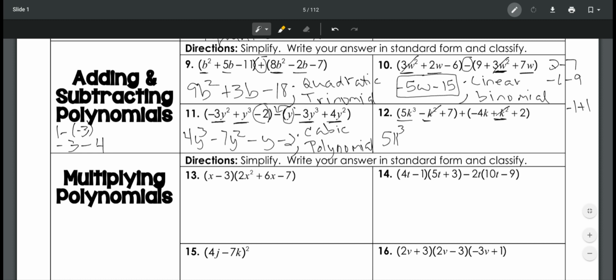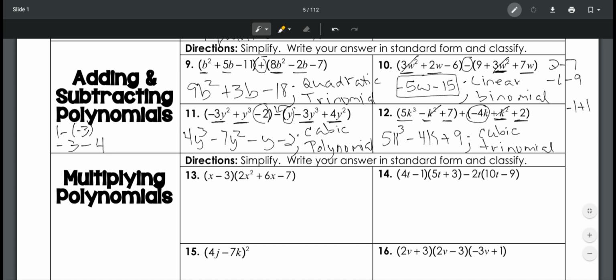Now, I have 2 constant terms, the 7 and the 2, but I also have a k to the first power that I do not have anything in the first group to match with. So I'm going to write down that negative 4k first. Then I'm going to add my constants. 7 plus 2 is 9. And that gives me my simplified answer. Now, as far as classifying this polynomial, I have a degree of 3, so it is another cubic function. But I only have 3 terms this time, and that is a trinomial.